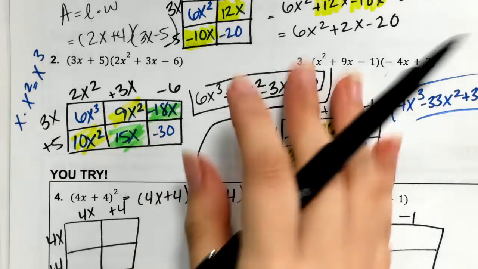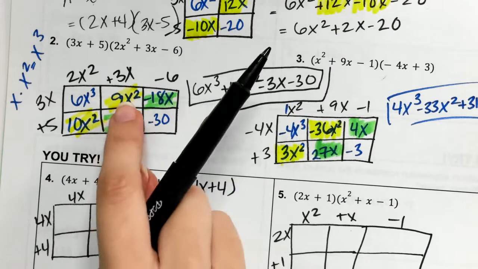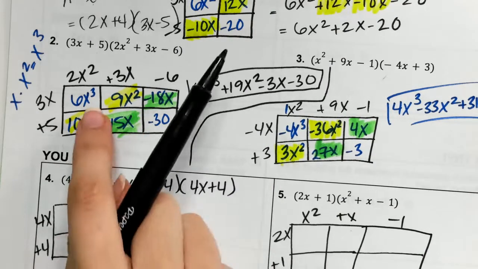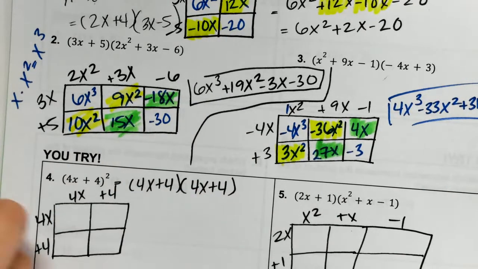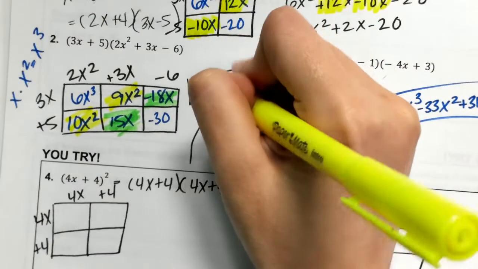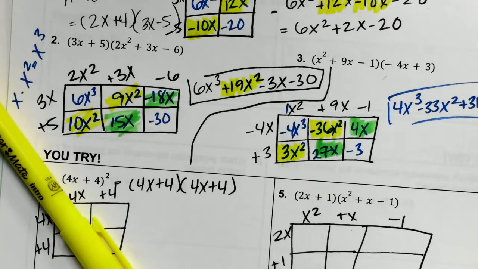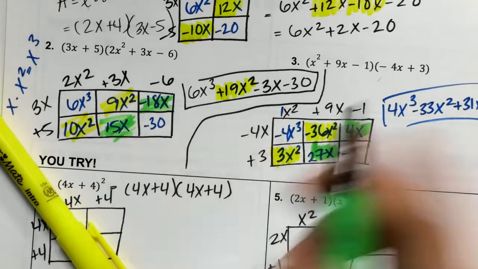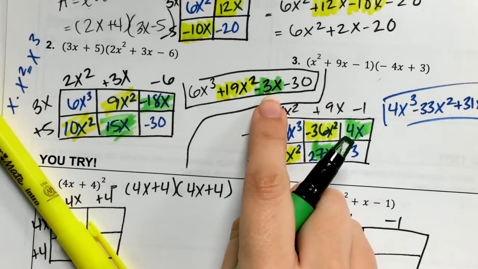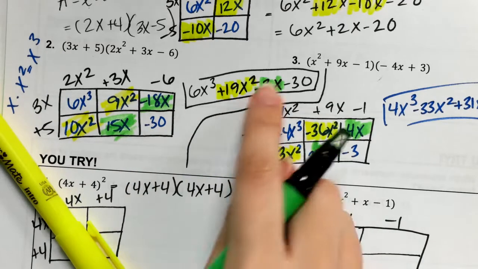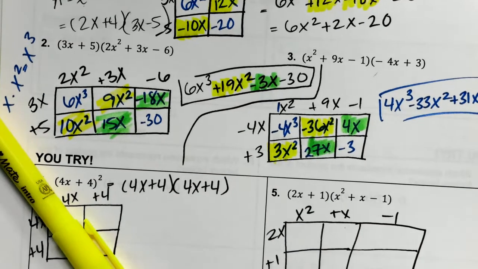And once again, you can write it all out if you want, or kind of use a shortcut. Diagonals always end up being the like terms. Notice x squared, x, 6x cubed stays the same. 9x squared plus 10x squared will give you 19x squared, so that's where this came from. You added these. And negative 18x plus 15x is negative 3x. So that's where this came from. So you just combined your like terms. Negative 30 is the only non-variable number. It stays the same. So that's what happens here.